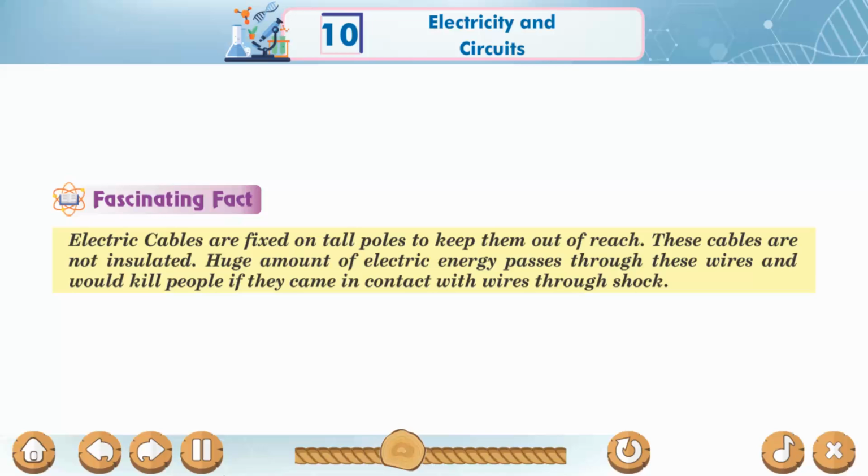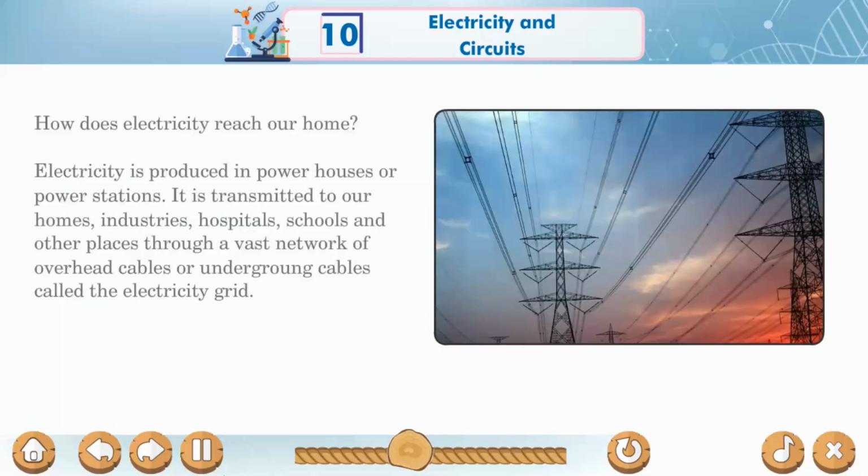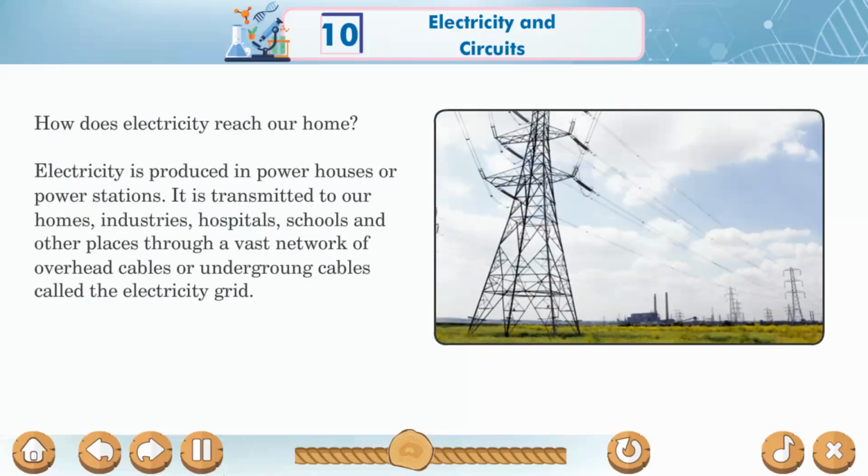Fascinating fact. Electric cables are fixed on tall poles to keep them out of reach. These cables are not insulated. A huge amount of electric energy passes through these wires and would kill people if they came in contact with the wires through shock. How does electricity reach our home?